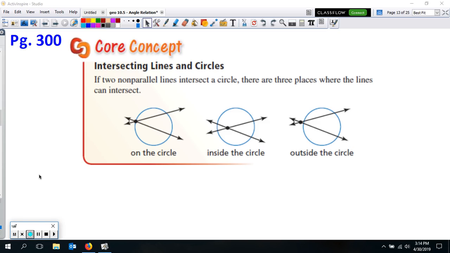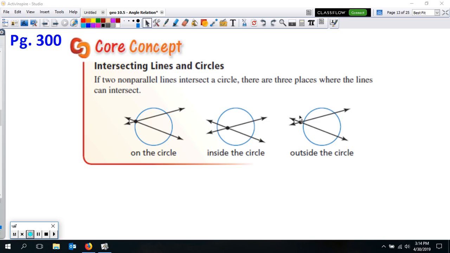Okay, so back to page 300 on that whole list of stuff on that side. Here's a core concept, and it just says intersecting lines and circles. If two non-parallel lines intersect a circle, there are three places where the lines can intersect. So one of them on the circle, we've already seen this one. This would be the inscribed angle right here. We know that this angle right here is half of what its intercepted arc is. That was in the last lesson.